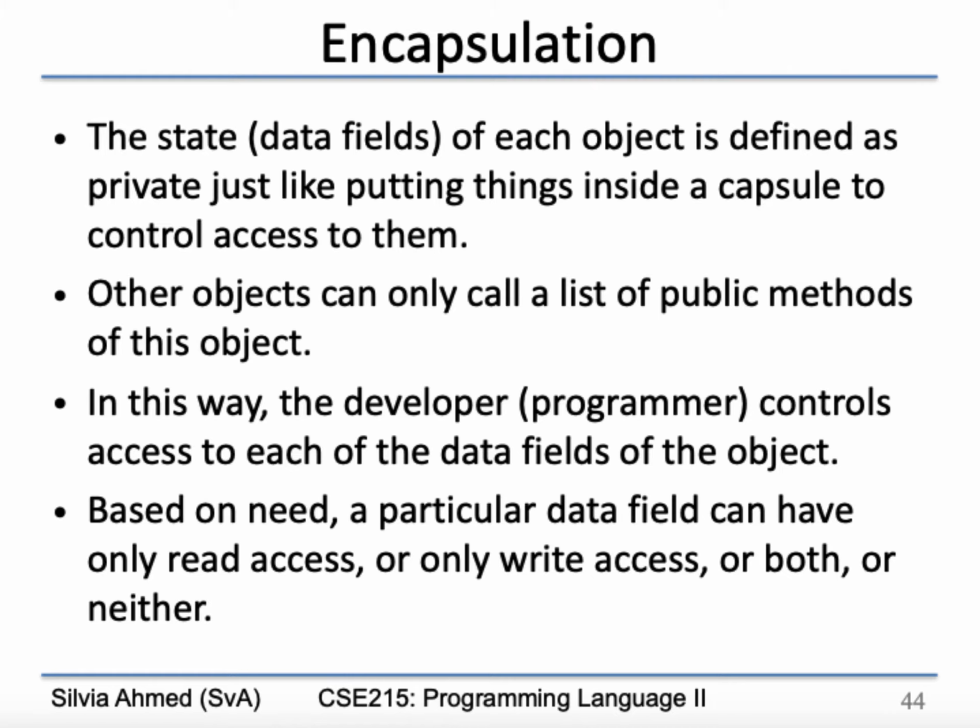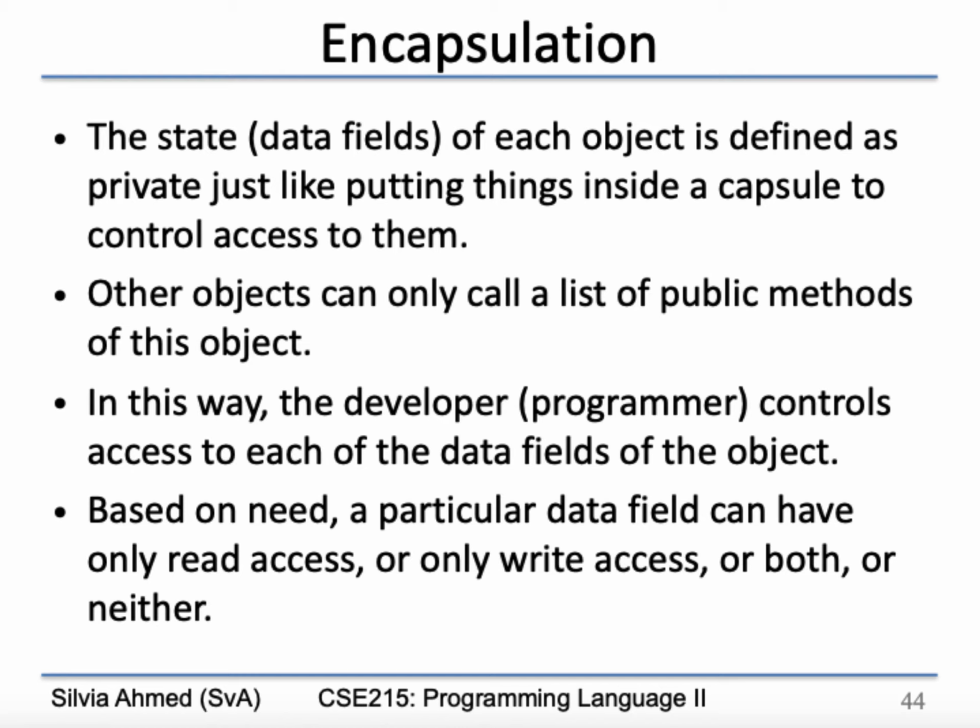And other objects can only call the list of public methods of this object. If it's private, objects from separate classes cannot call them. In this way, the developer or programmer controls access to each of the data fields of the object. That means he or she can control which data field can have only read access, which can have only write access, or both, or no access at all. This is known as encapsulation.